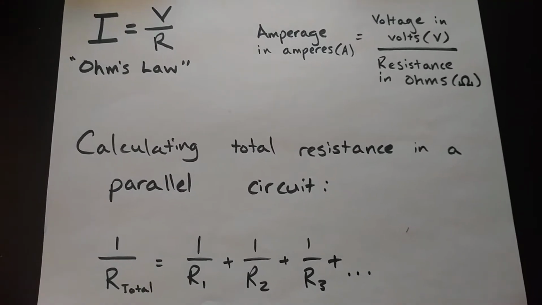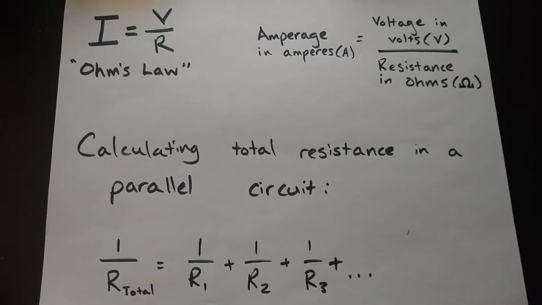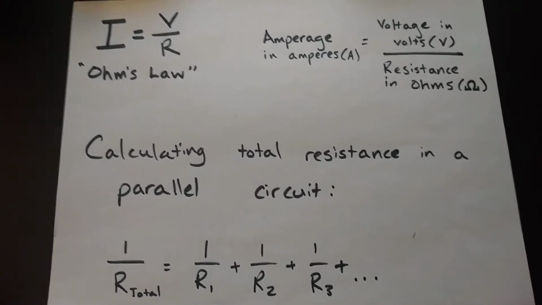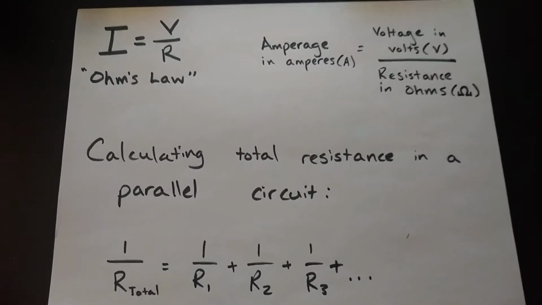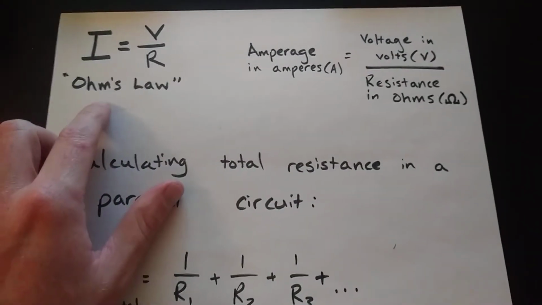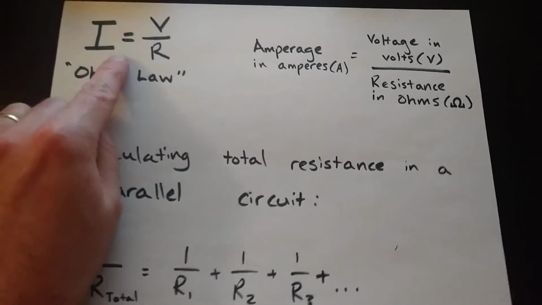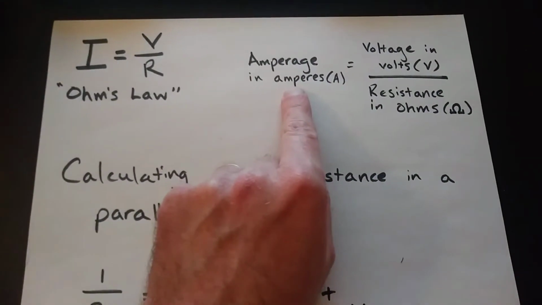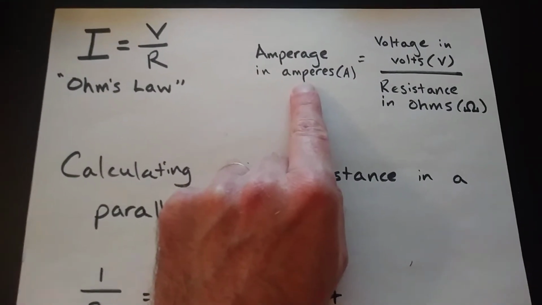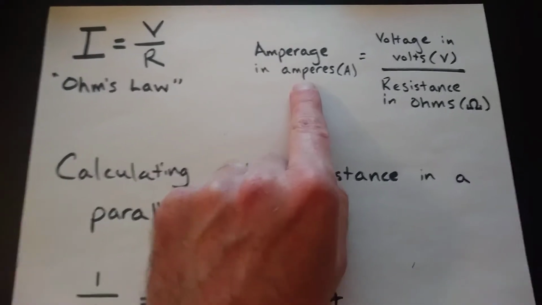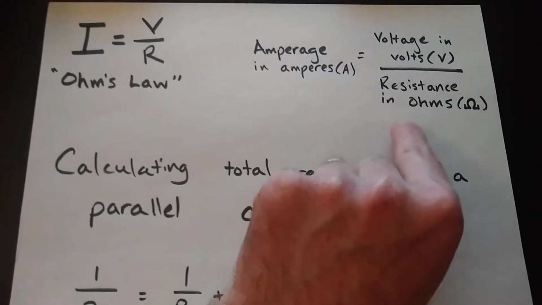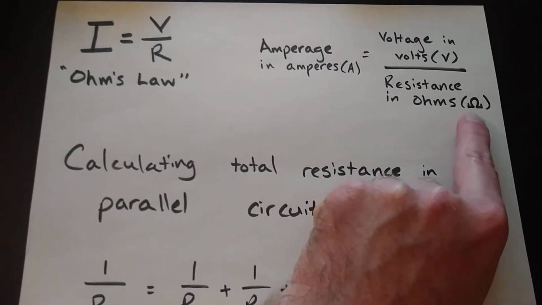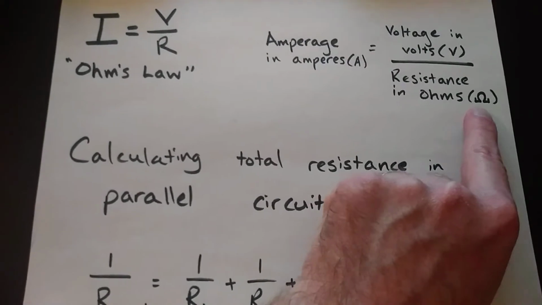Today we're going to work on calculating the total resistance in a parallel circuit. Last time we did it in a series circuit. Please notice that I've got Ohm's Law over here. The current is equal to the voltage divided by the resistance. That current is measured in amperes, symbol A. We can also call current the amperage, and it's the volts divided by the resistance in ohms. Again, there's that symbol omega, the Greek letter, last letter of the Greek alphabet.